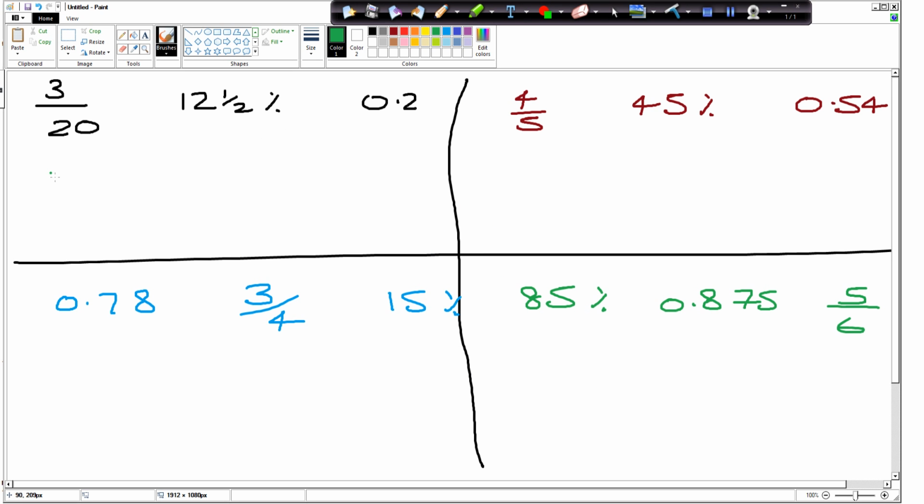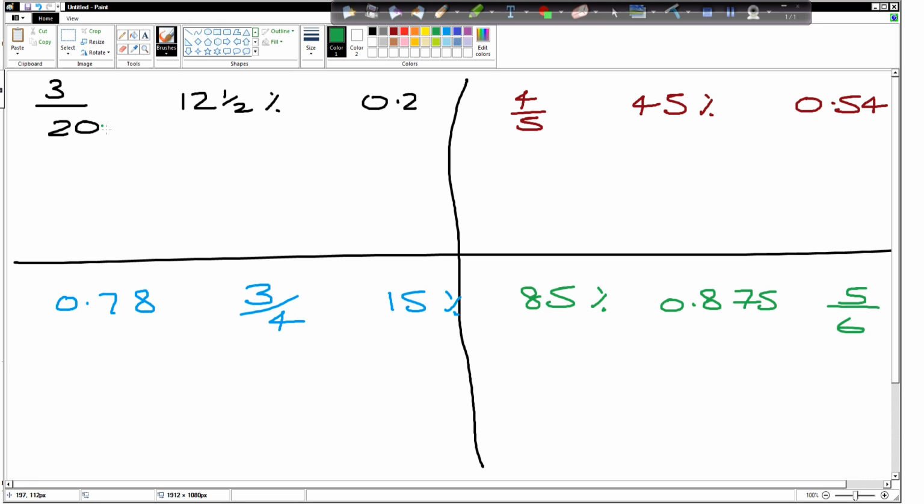I'm going to go through them now as I'll be working on the classes to see some of them need some bit of help. Right, first of all, 3 over 20, we need to change this fraction into a percentage. The easiest way to do that is to times the top and the bottom by 5 to change into equivalent hundredths. So 3 times by 5 is 15. 20 times by 5 is 100.